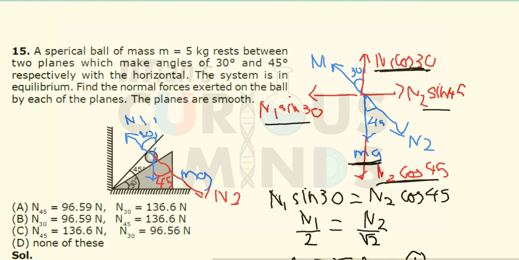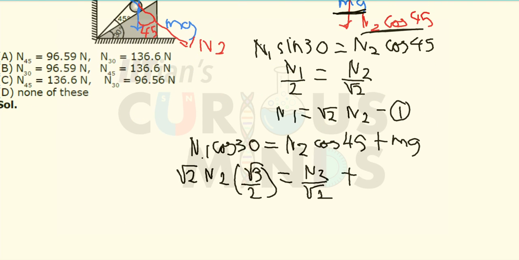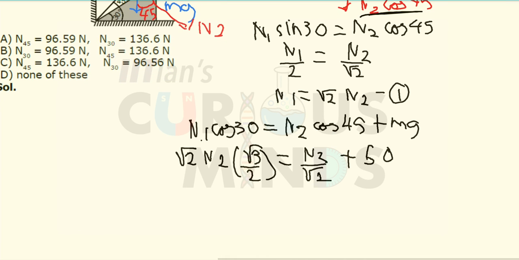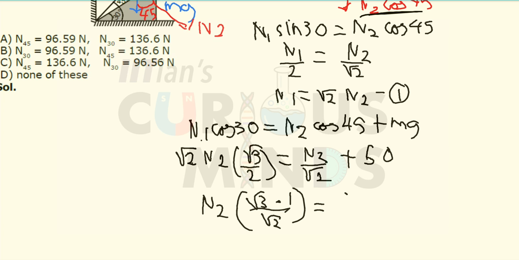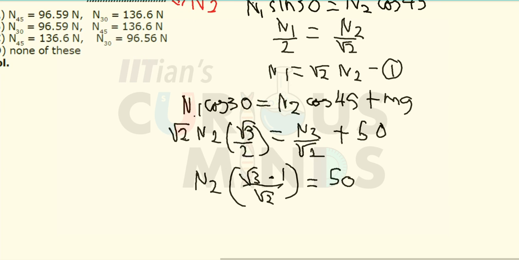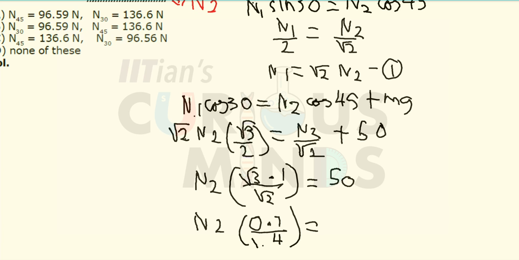The mass given over here is 5 kg. So 5 into 10 will be equal to 50. So over here, n2 will be equal to, root 2 and root 2 will get cancelled out. So n2 I will take as common: root 3 minus 1 divided by root 2 is equal to 50. Okay, so root 3 is equal to 1.7 approximately. So 1.7 minus 1 is equal to 0.7 divided by root 2. Root 2 is roughly equal to 1.4, equal to 50.